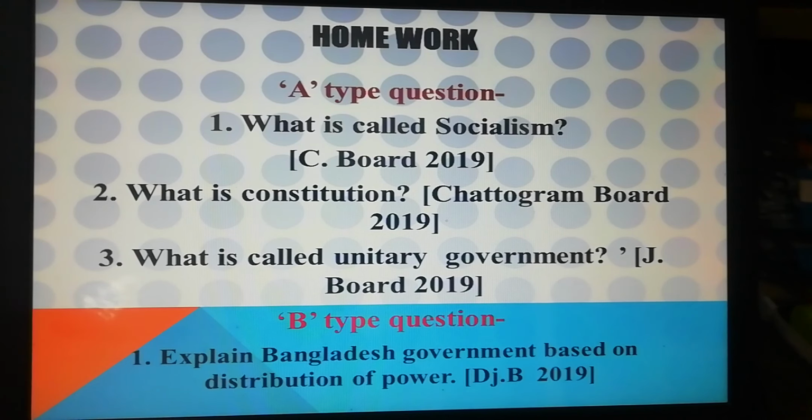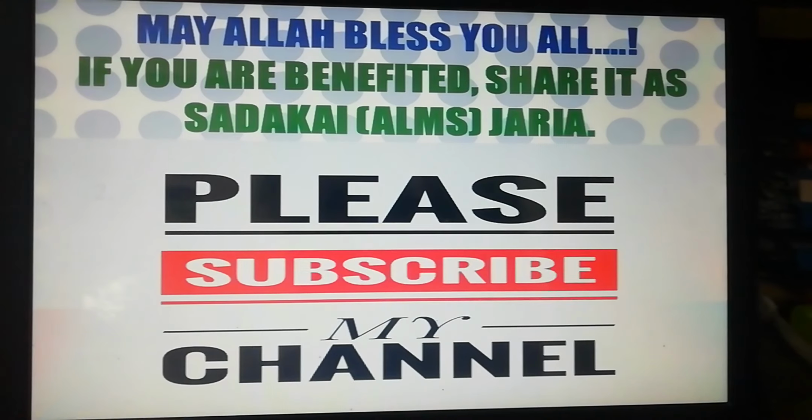Explain Bangladesh government based on distribution of power. That means how this power is distributed between central and provincial government. As we follow a unitary form of government, you have to explain mainly that our form of government is unitary.